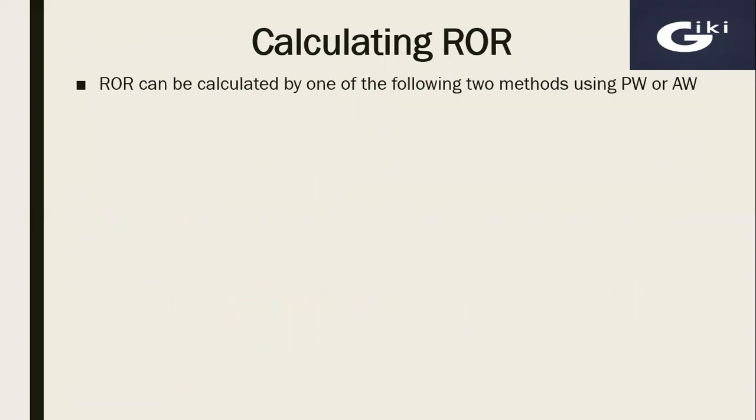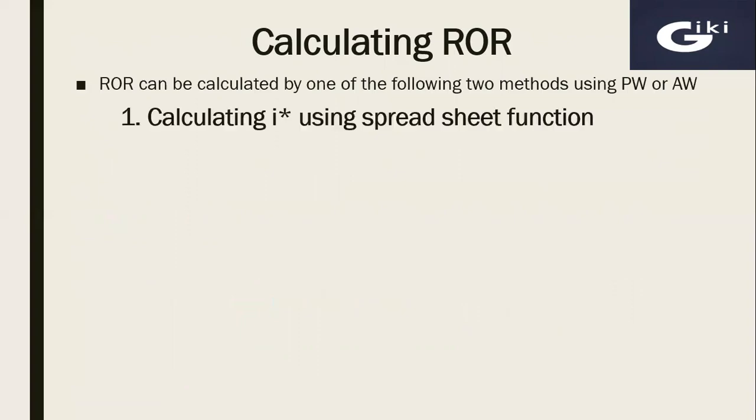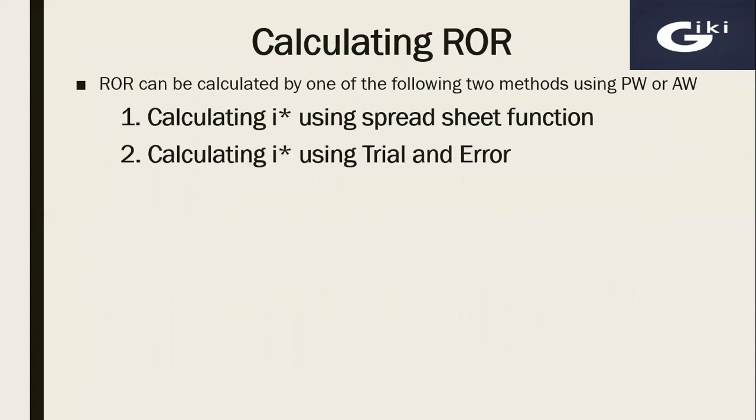Calculating ROR. ROR can be calculated by one of the following two methods, using present worth or annual worth: by using spreadsheet functions or by using trial and error. So we'll not go to spreadsheet functions because in exams, normally when you are in the classroom or in the exam hall working on your exam or quizzes, you do not have computers. So we'll focus on the trial and error method.